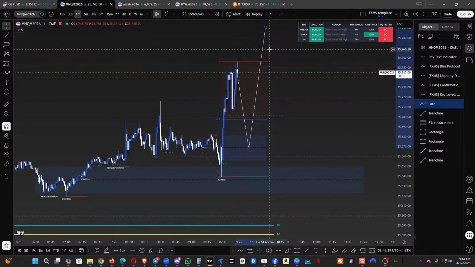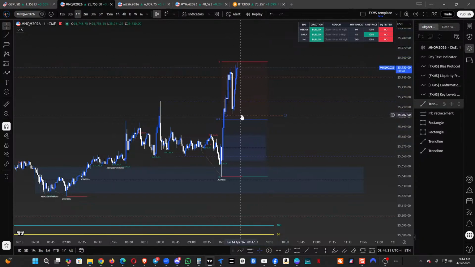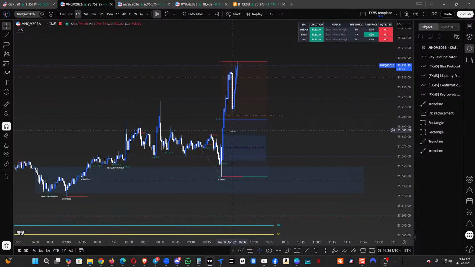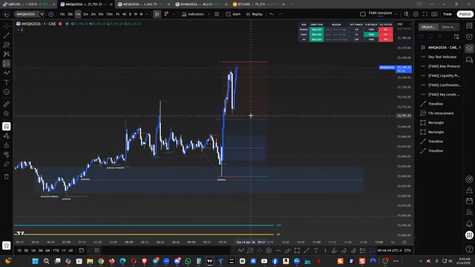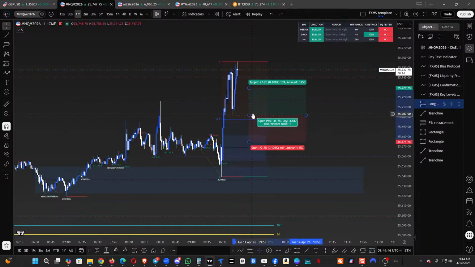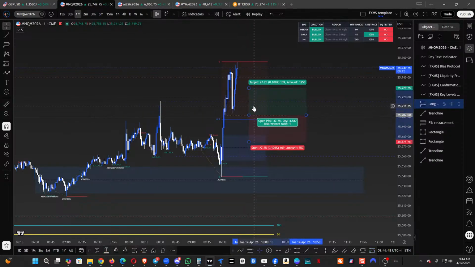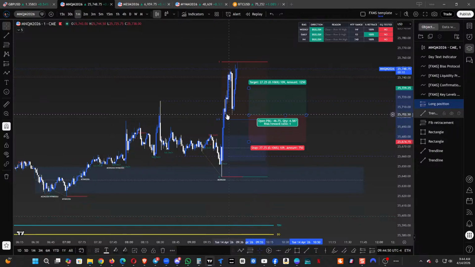Now our sweep here is a little high. It's in the premium of the range, so I don't really like that. I want the sweep to happen somewhere in the discount closer to the point of interest, so that my entry can be in the discount. Right now the entry would be here because we'd want to see confirmation of price closing back above this low here.